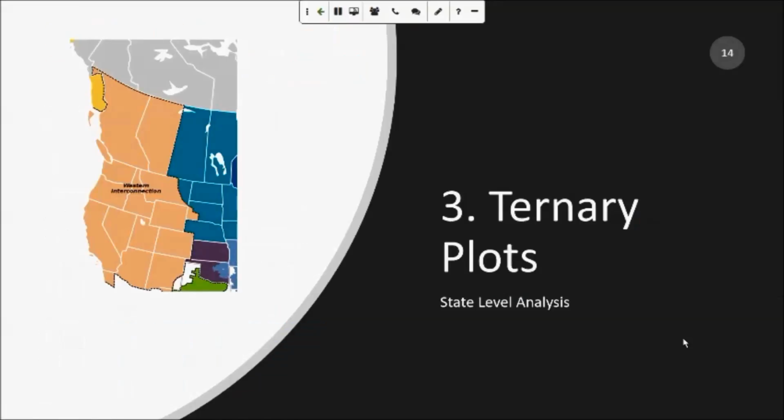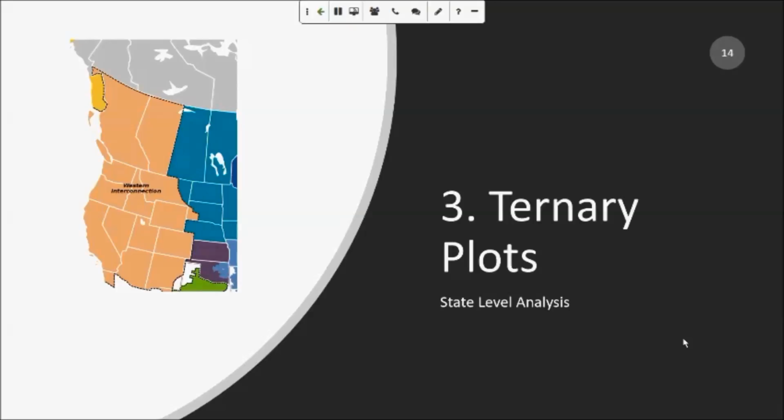So now we're going to enter the final tool, our third tool for analysis. This is a state level analysis, and these are what we call ternary plots. Two things to note about these plots. First is that these plots only represent in-state generation. They do not represent imports or exports, so we don't have information on where the electricity is actually being used, but we do know where it's being generated. The second thing to note is that we do not have renewable generation data. That is not included in these plots.